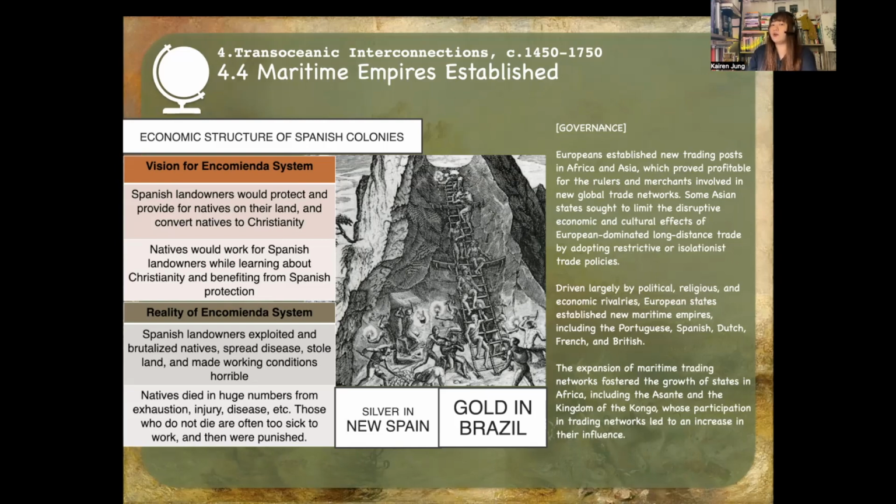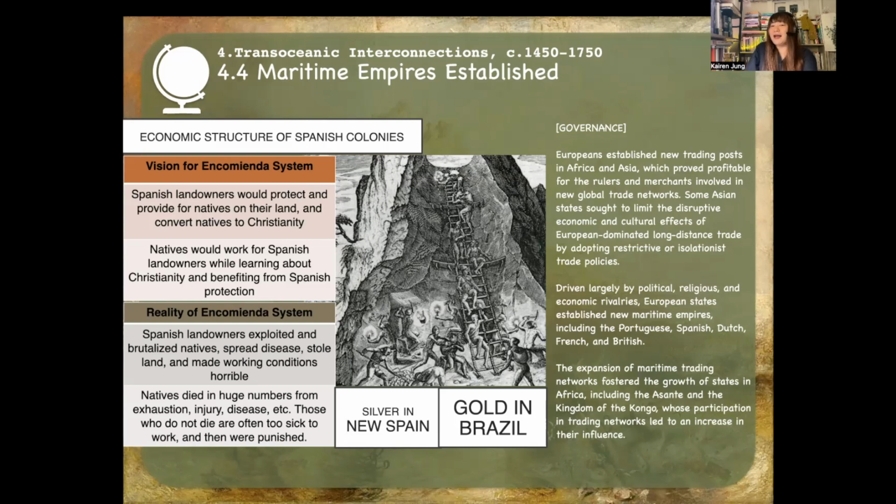In terms of governance, Europeans established new trading posts in Africa and Asia, providing profit for the rulers and the merchants involved in new global trade networks. Some Asian states sought to limit the destructive economic and cultural effects of European-dominated long-distance trade by adopting restrictive or isolationist trade policies. Think Korea, think Japan, think China at this time.